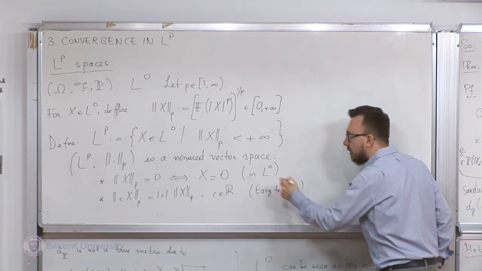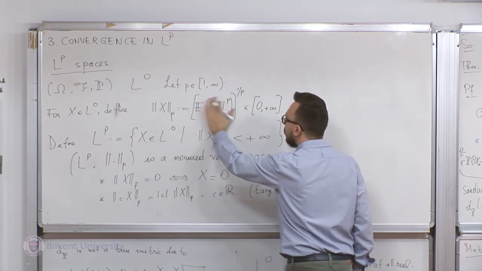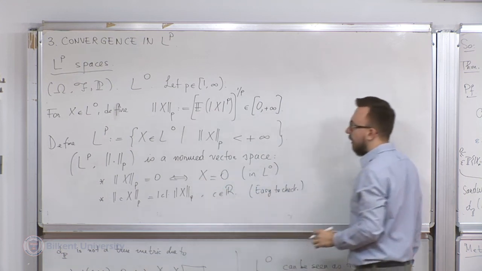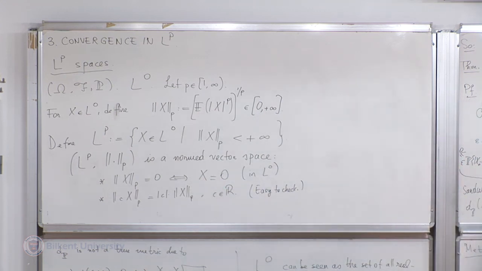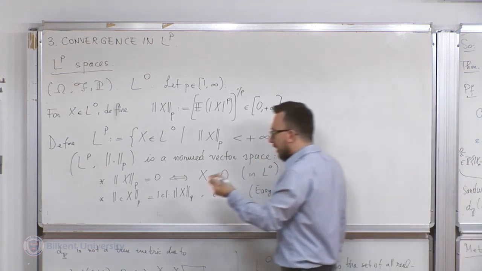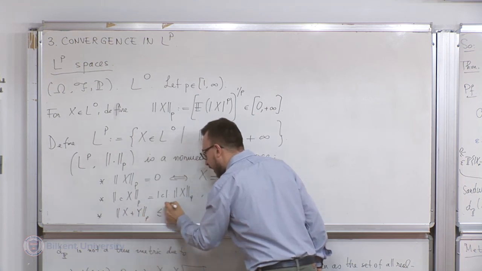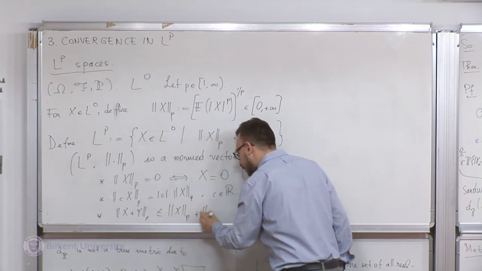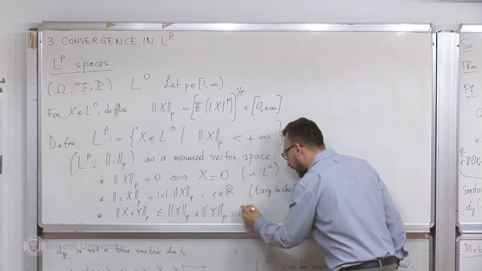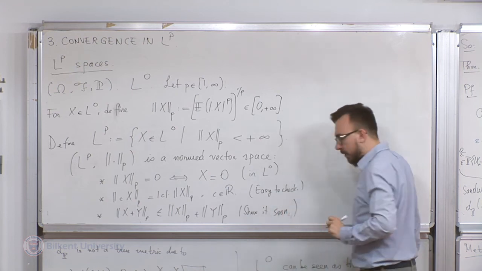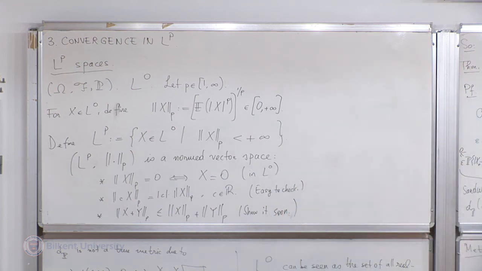Easy to check. This is also immediate, right? Expectation is 0 means that the random variable is 0 almost surely, because the random variable itself is positive. Okay? So the last thing is, again, the triangle-type inequality. The norm of x plus y is less than the norm of x plus the norm of y. We're going to show it soon. For now, let's take it for granted.